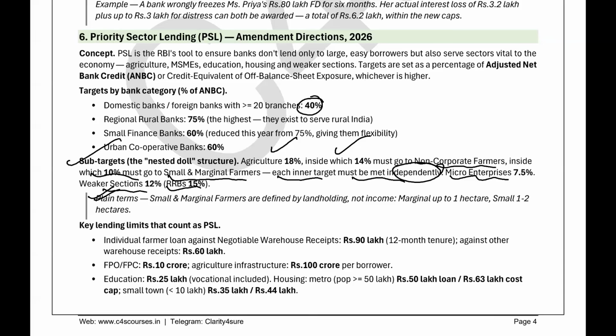What is it in plain terms? Small and marginal farmers are defined by land holding, not income. Are you getting the point? Please note it down. Marginal up to 1 hectare, small 1-2 hectares.